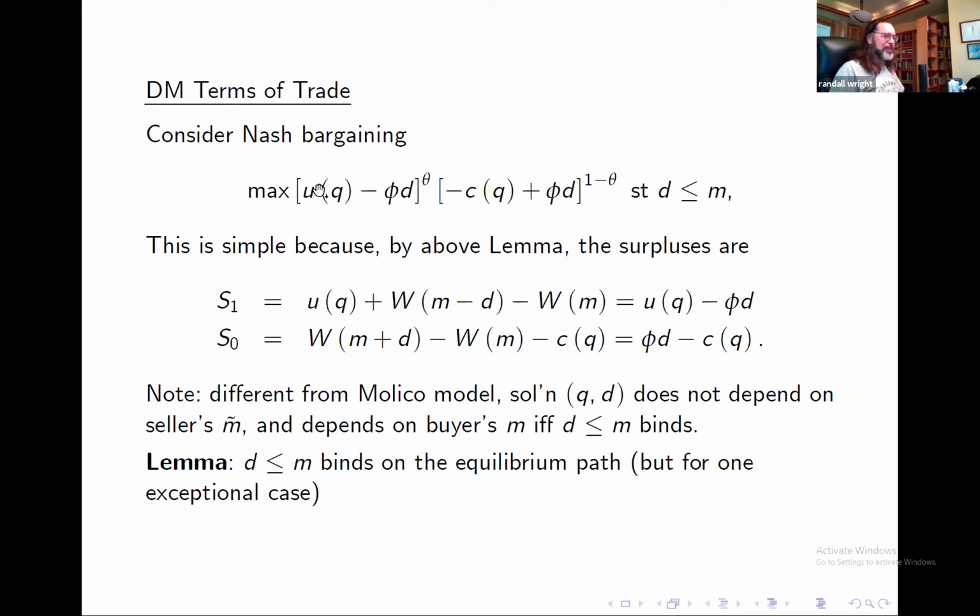Well, with one exception, the seller's money holdings do not enter, so you don't need to know Walmart's portfolio. Their marginal value of money is just phi. It's value in terms of numeraire in the centralized market. You don't even need to know the buyer's money holdings in the Nash product, except you have this constraint. This constraint says you cannot actually turn over something in excess of what you have. So the buyer's money holdings do not enter the Nash product, but they enter the constraint.